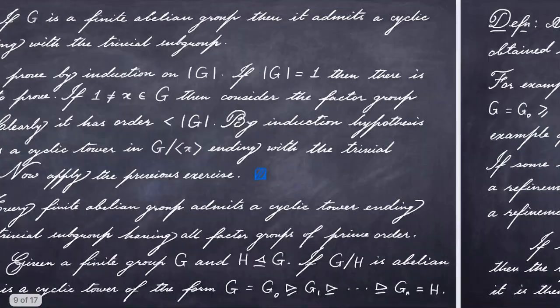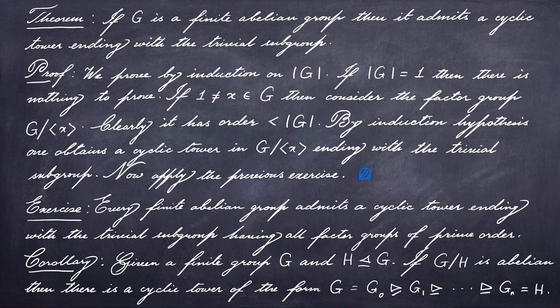Just let me make sure I didn't miss anything here. So here we proved that a finite abelian group admits a cyclic tower ending with the trivial subgroup, and then we left as an exercise that every finite abelian group admits a cyclic tower ending with the trivial subgroup, and furthermore all the factor groups having prime order. So let me again just say the difference. Here, in the finite abelian group, the tower that you have obtained is a cyclic tower, but the factor groups may not be of prime order.